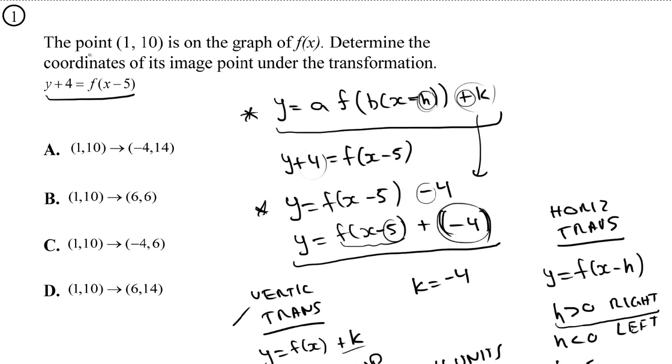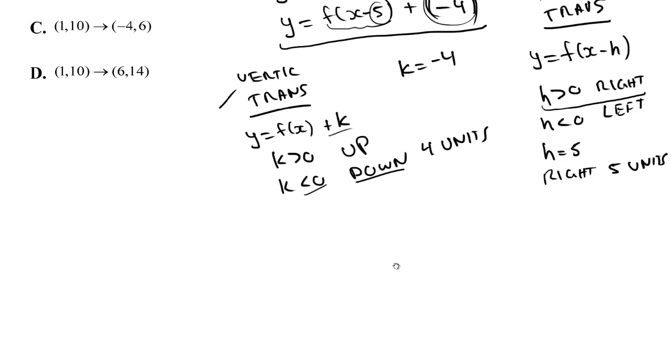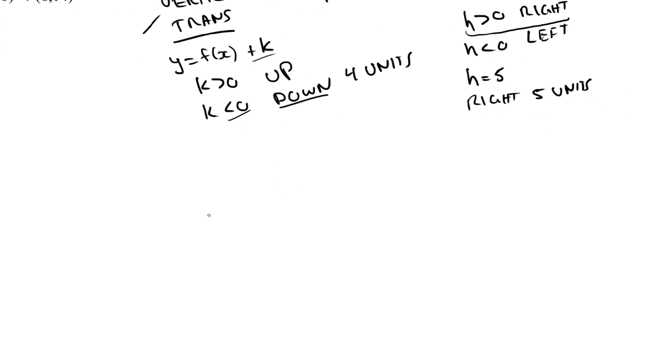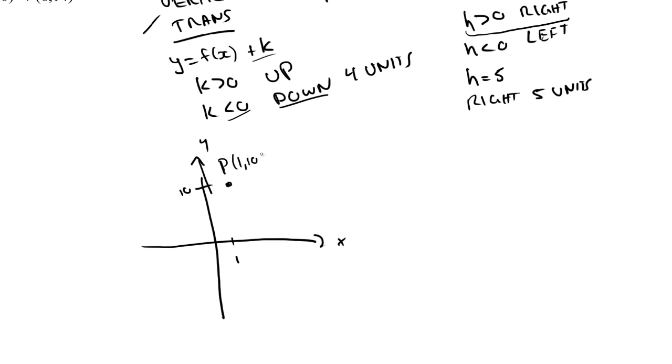We started off with the point (1, 10), and these two transformations happen to it. I'll graph this out to help us visualize what's going on. Here's our x, here's our y. We start off with the point (1, 10), right here, our point P. It says we're going 4 units down: 1, 2, 3, 4. So the x value is still 1, and the y value changed to 6. We'll call it P prime, (1, 6). That was the vertical translation.